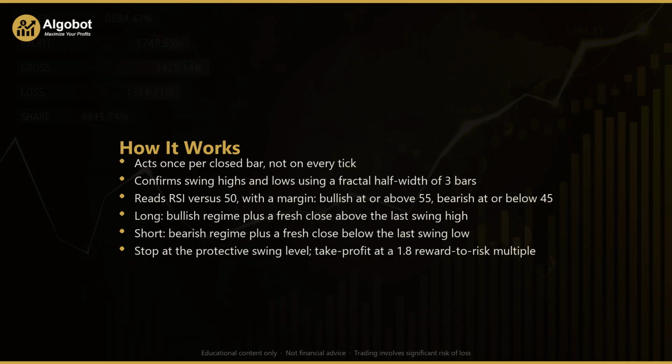The short setup is the exact mirror. Momentum must be bearish, and the bar must close below the most recent swing low while the prior bar was still at or above it. Risk is structural. For a long, the stop loss is placed just beneath the most recent swing low, with a small buffer set as a fraction of the breakout bar's range, controlled by the stop buffer fraction. The idea is straightforward. If price falls back beneath the higher low that defined the up leg, the continuation idea is no longer valid, so the position is closed.